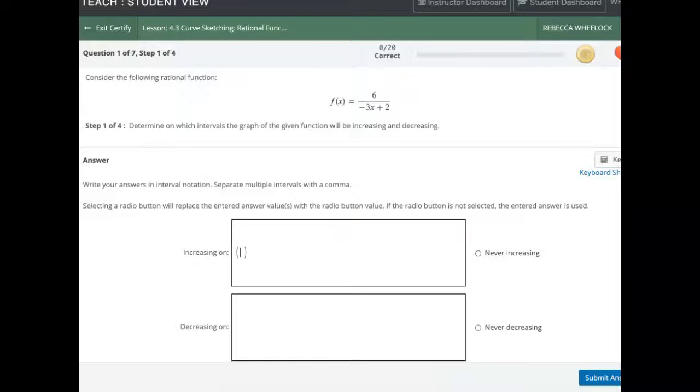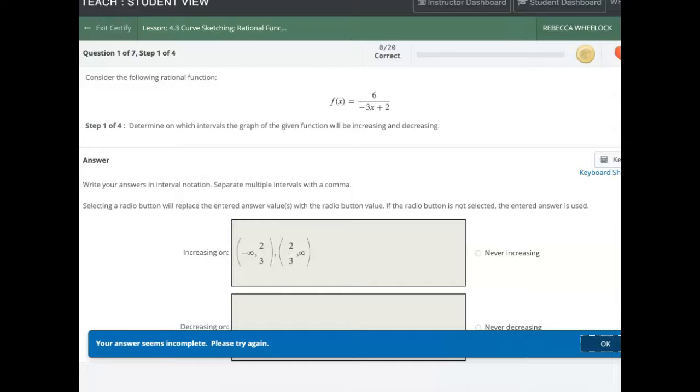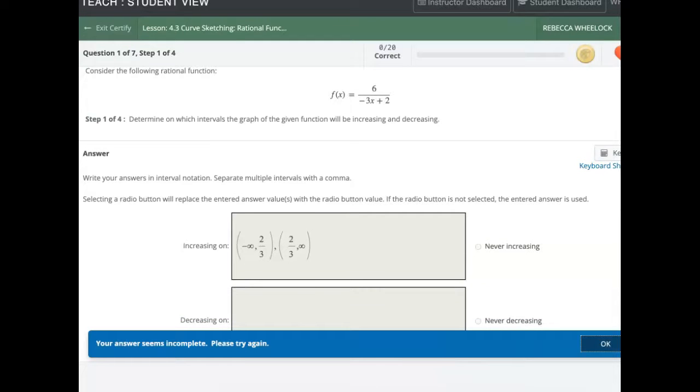All right, so they want the answers in interval notation. So negative infinity to 2/3. And then the second interval where it's increasing is 2/3 to positive infinity. Fingers crossed. Oh, I should say it's never decreasing, my bad.